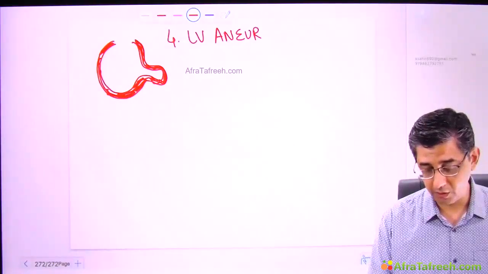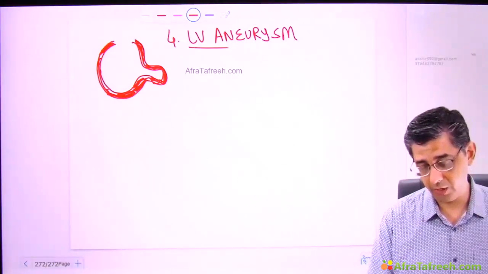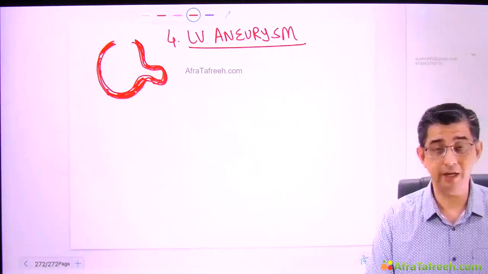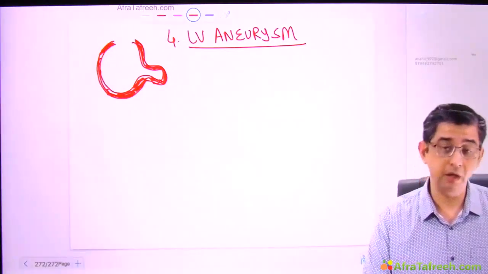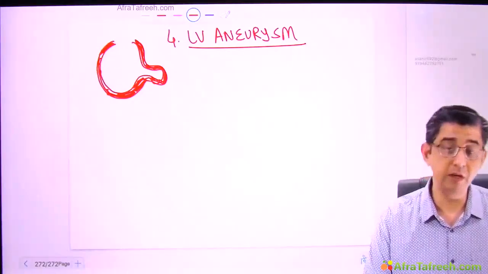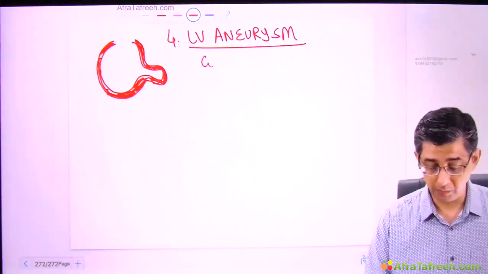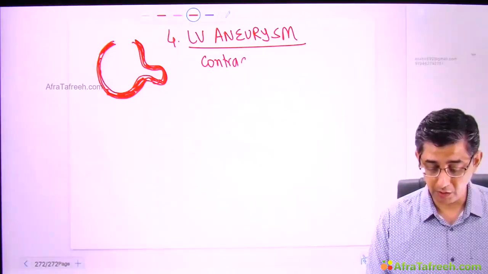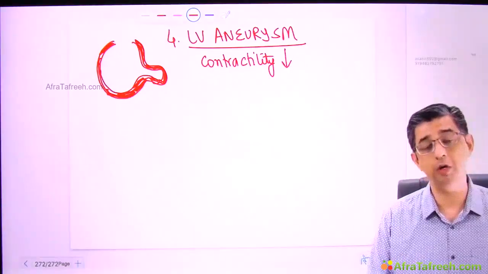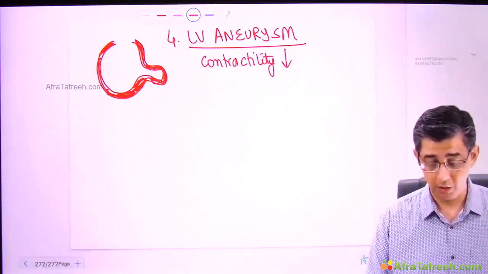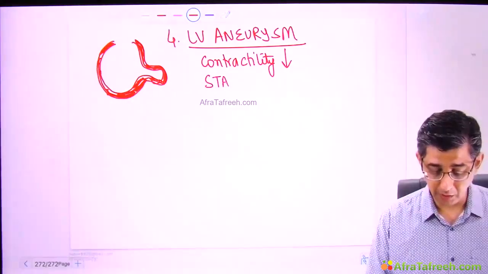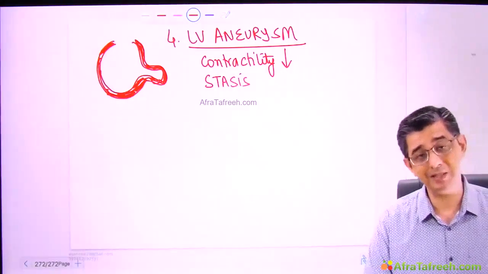Let me just recap for you. I've taught you arrhythmias, cardiogenic shock, and then electromechanical dissociation. Next person is having a LV aneurysm. Well, what is the problem with LV aneurysm is contractility, because this part of the heart will not be able to contribute to the power generation. So therefore, especially in this part of the heart that is bulging out, there's going to be stasis.